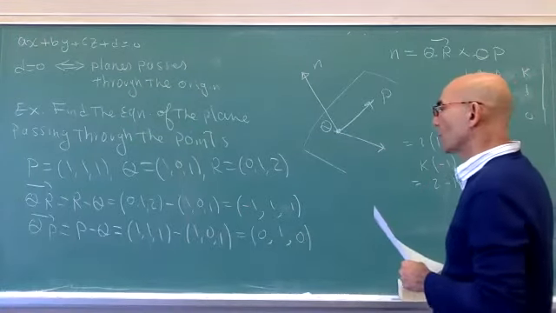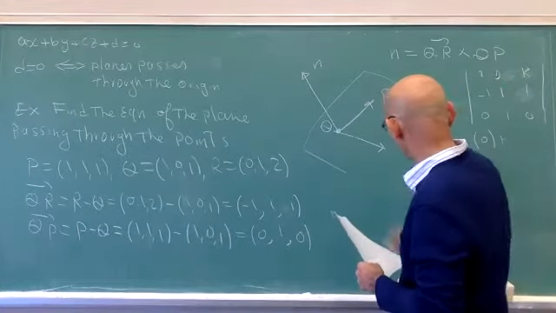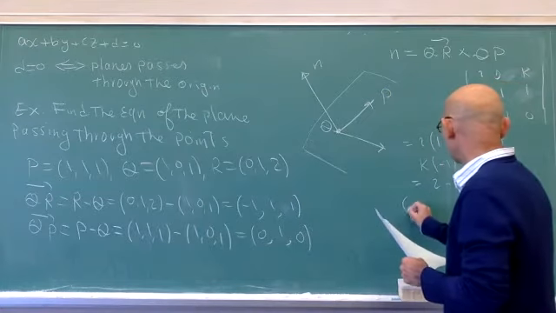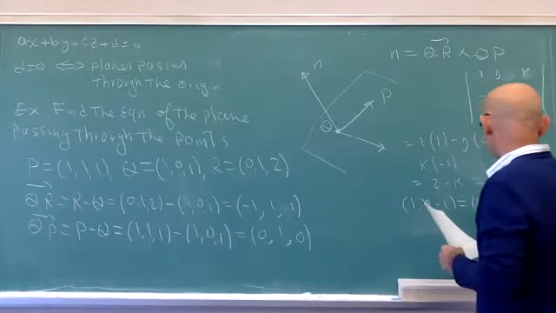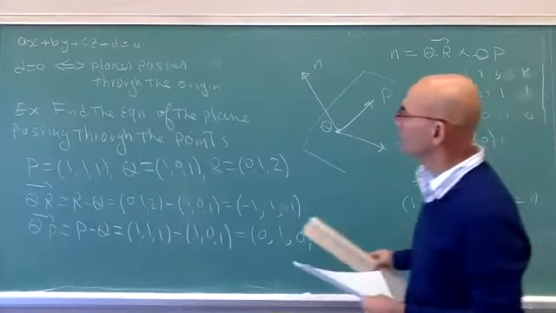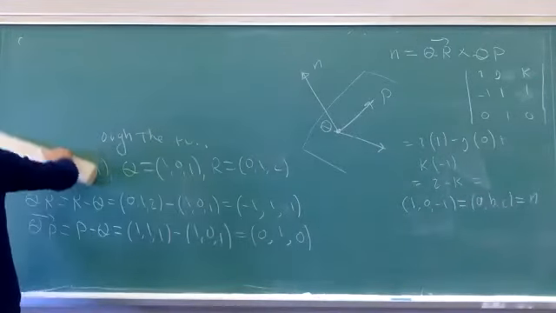Okay, so now we have n and we have Q. This is equal to ABC, so that's equal to 1, 0, negative 1. That's going to be ABC, which is n. So now all we have to do is just substitute into the equation.